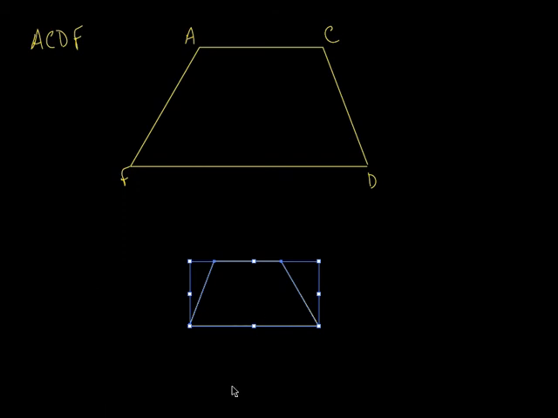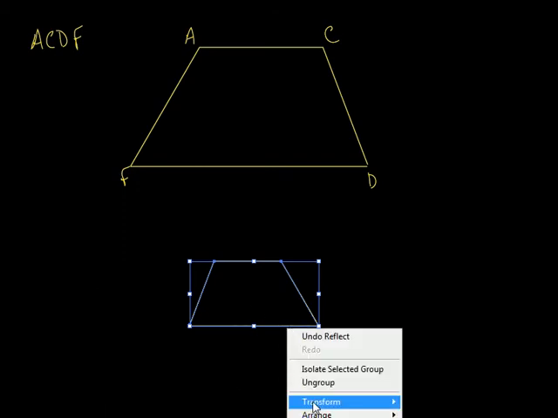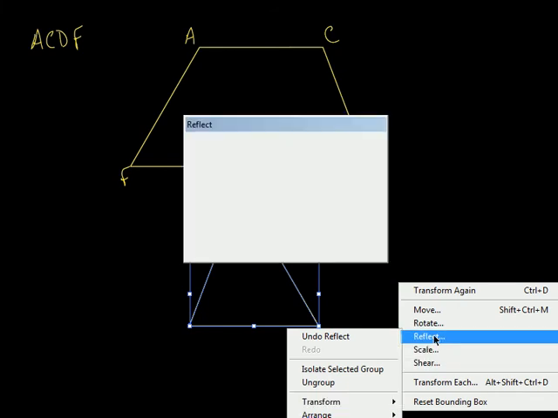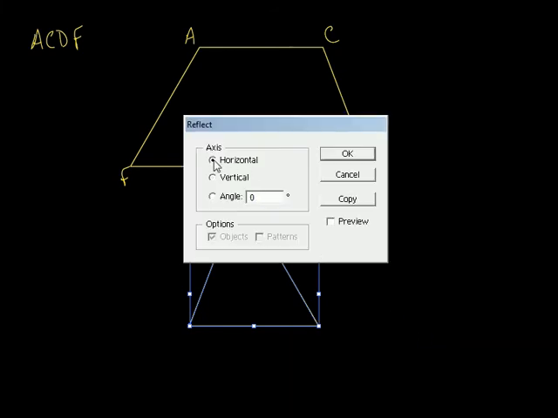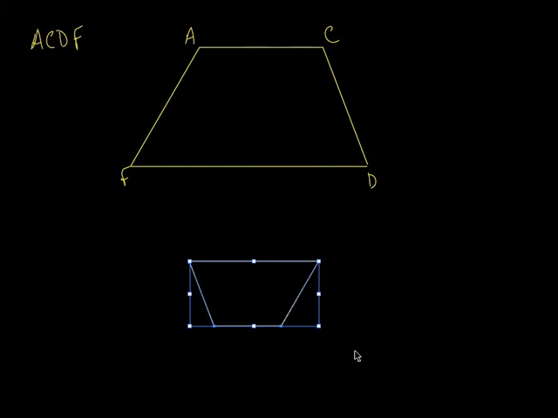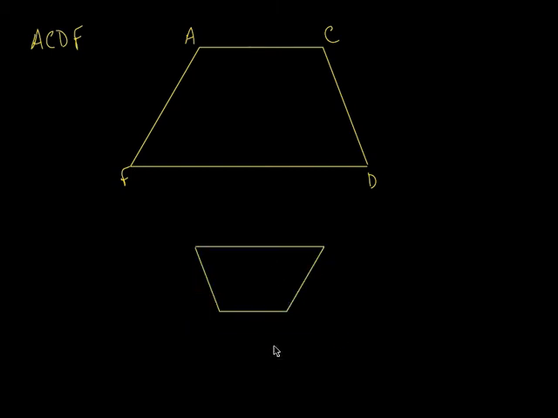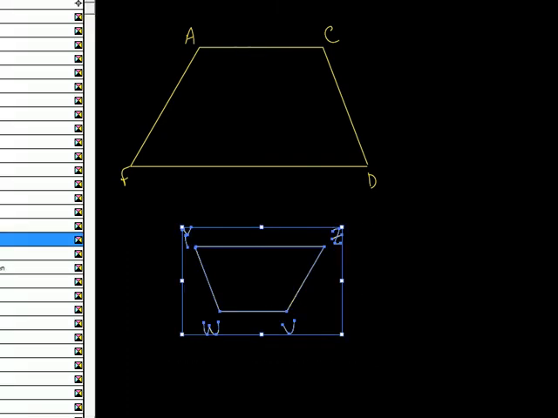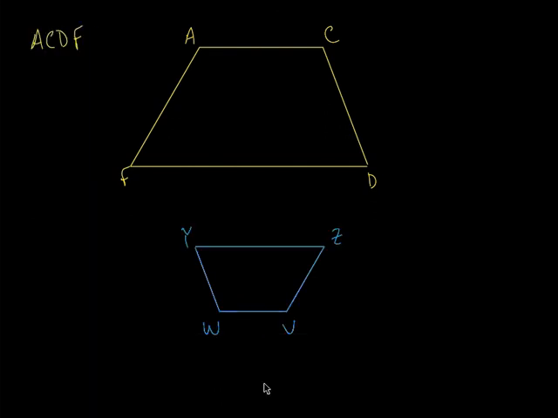And then they flip it upside down. So let's see if I can do that. Reflects about the horizontal. That should flip it upside down. Yep. All right, so there we go. And let's label this one. That's Y, that's Z, W, and V. All right, we good so far? Let's make this just another color. Let's make it blue. There we go.